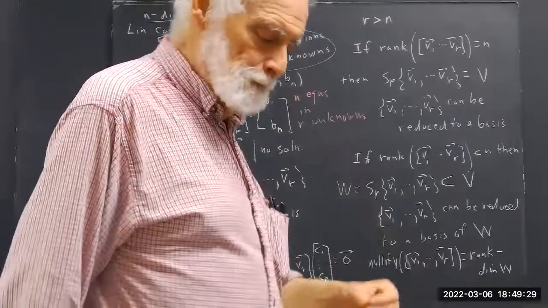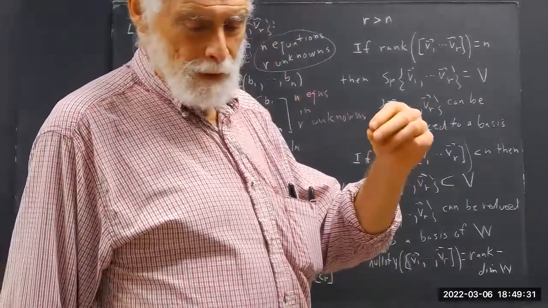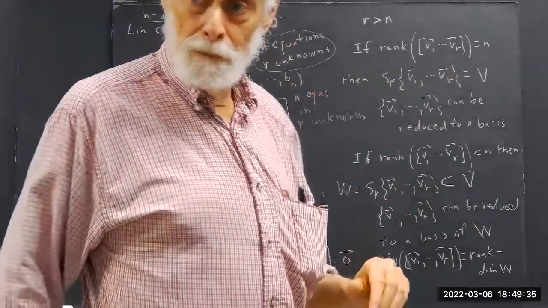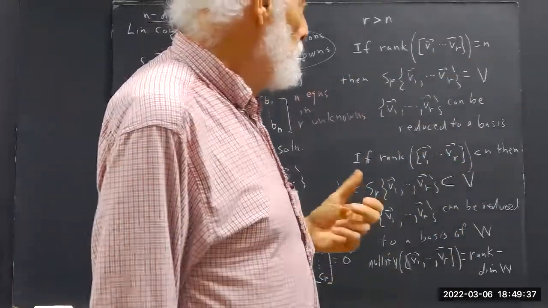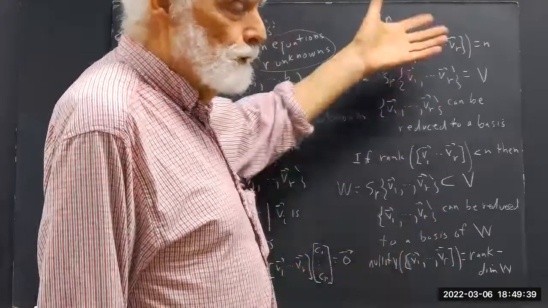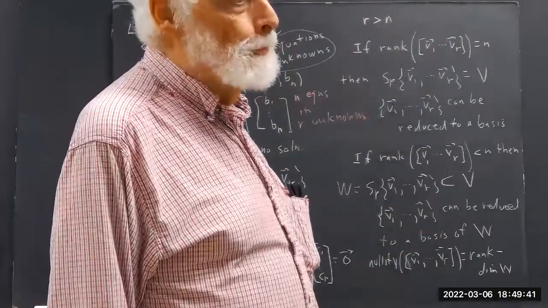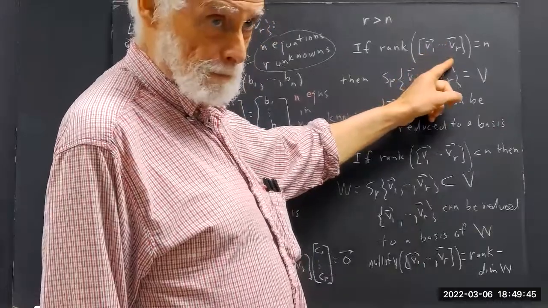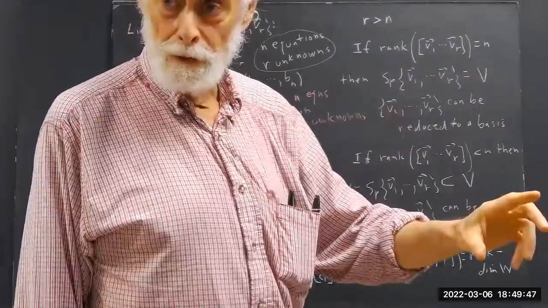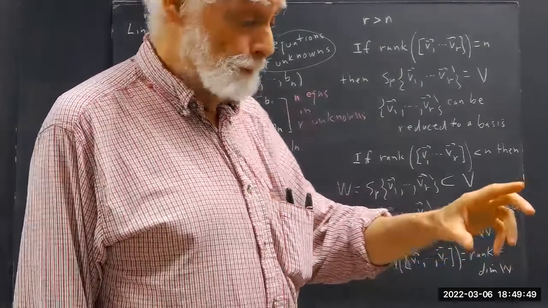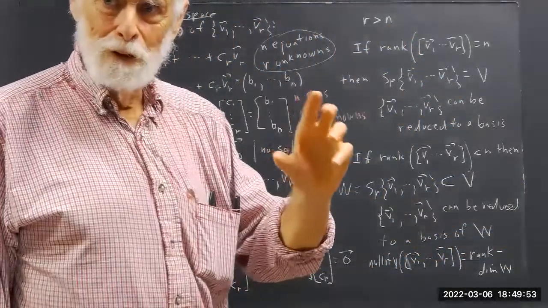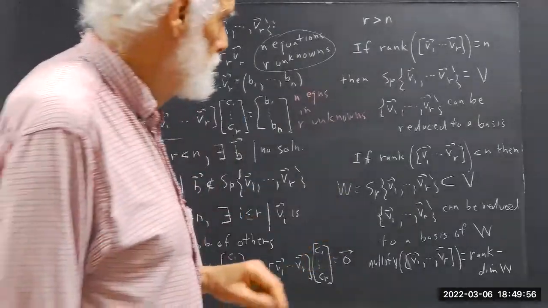Remember also that the dimension of the column space is equal to the rank. So if you reduce this matrix, you can tell which vectors you could select out of this set to form a basis. Just make sure you understand that because we did that very recently.